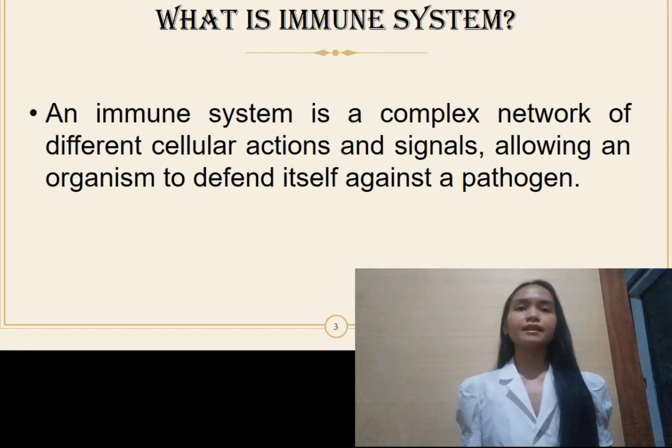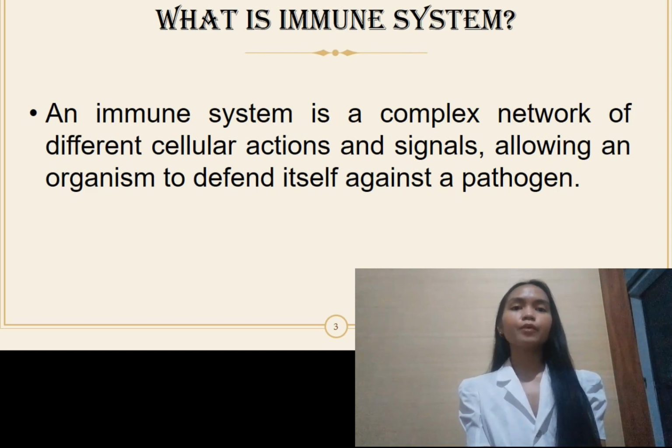So, let's begin. An immune system is a complex network of different cellular actions and signals allowing an organism to defend itself against a pathogen. Organisms need to defend themselves against a pathogen in order to prevent infections, illness, and potential harm to their overall health and well-being. Because when we say pathogen, this is a microorganism that causes or can cause disease.